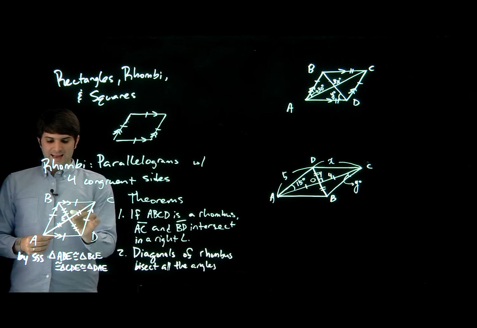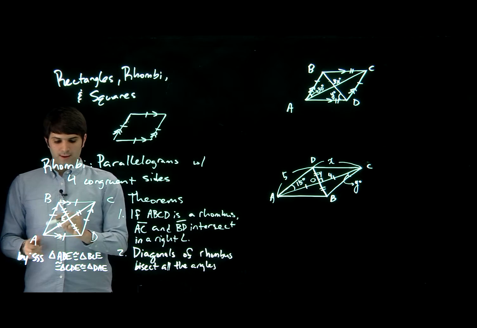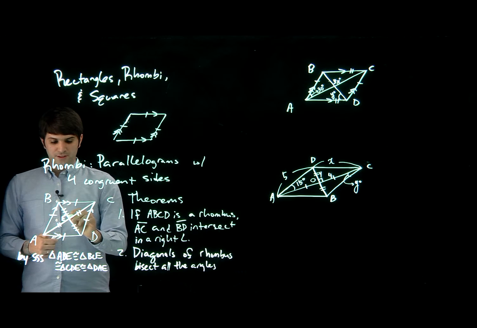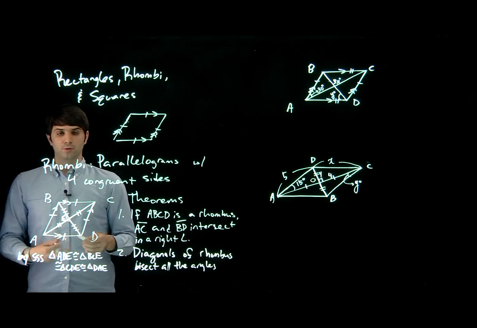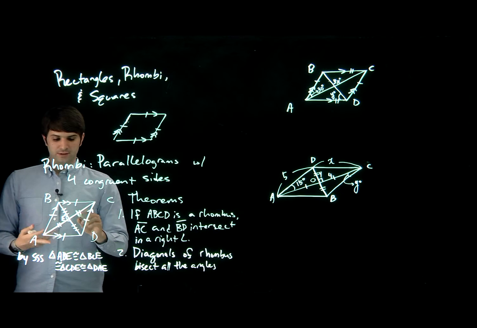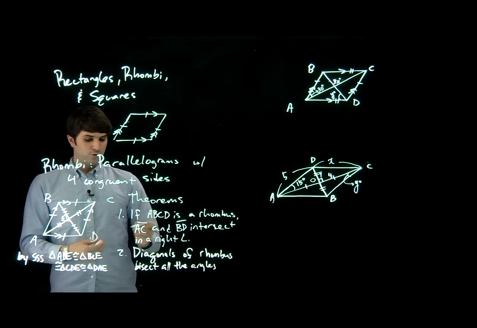Now we notice that angle BEA and angle AED are a linear pair. But we know that these two angles are congruent. So if they're a linear pair and they're congruent, then they're 90 degrees. If one of these is 90, then all of them are 90. So that's how we prove the first part.